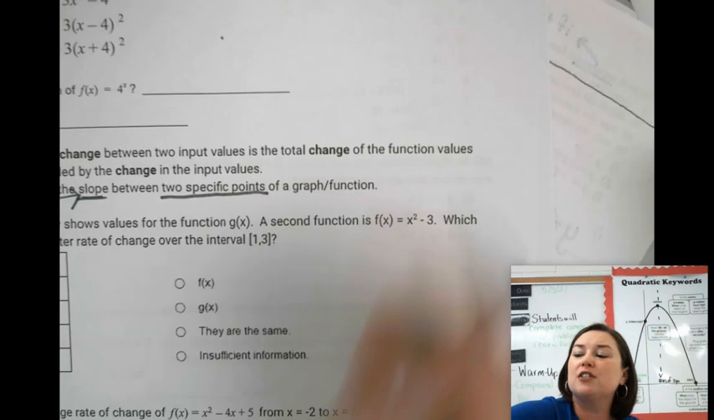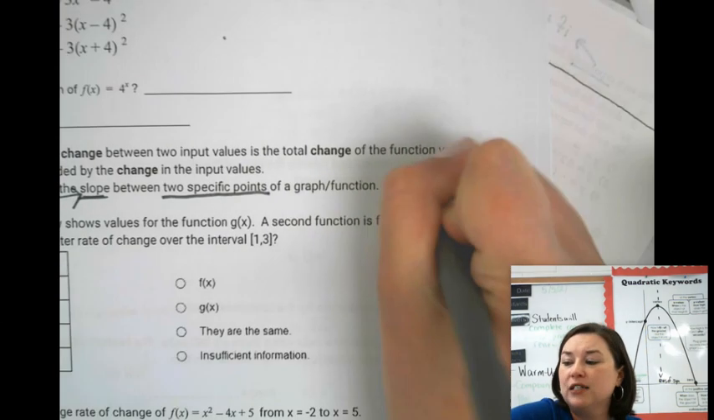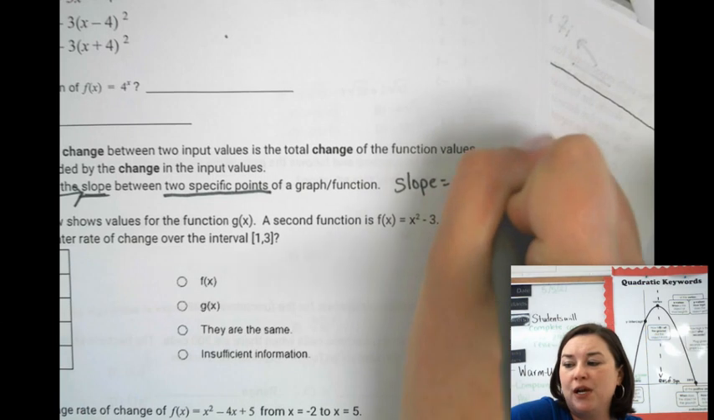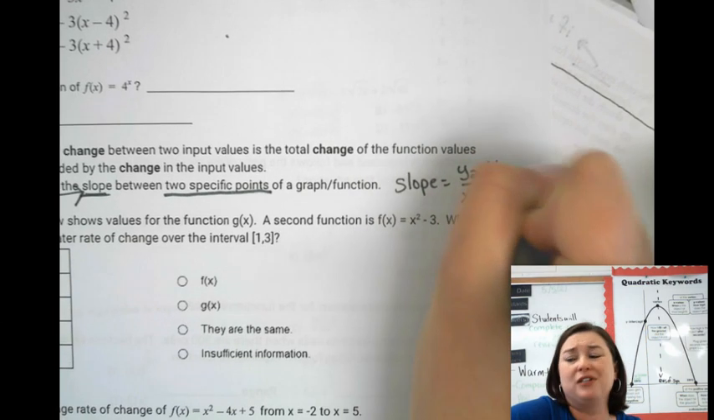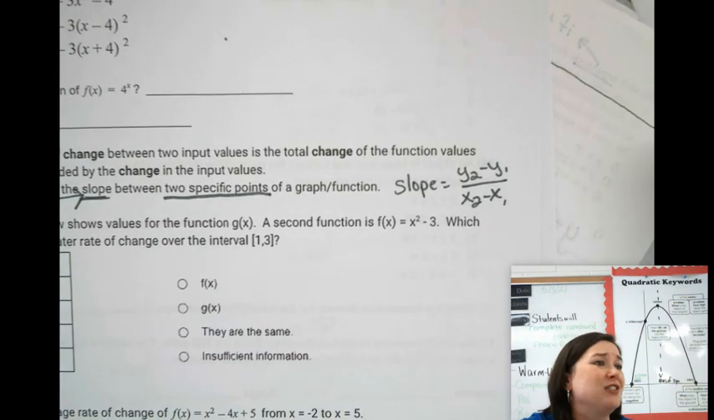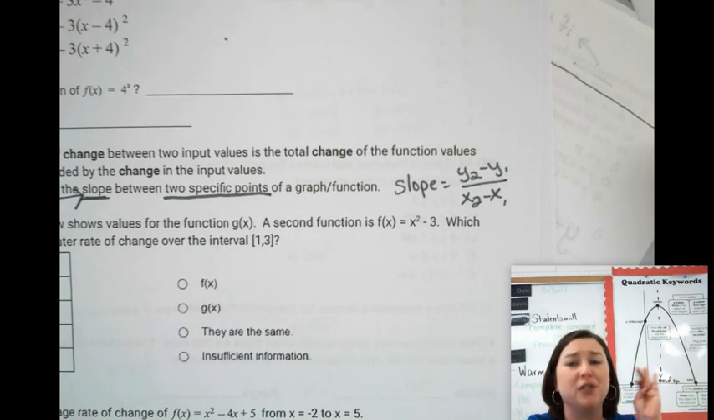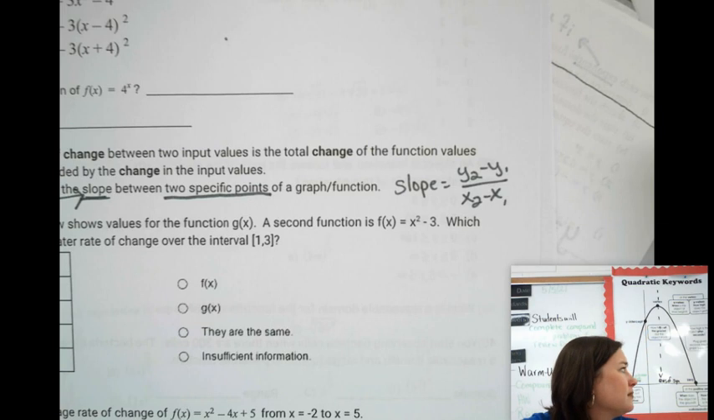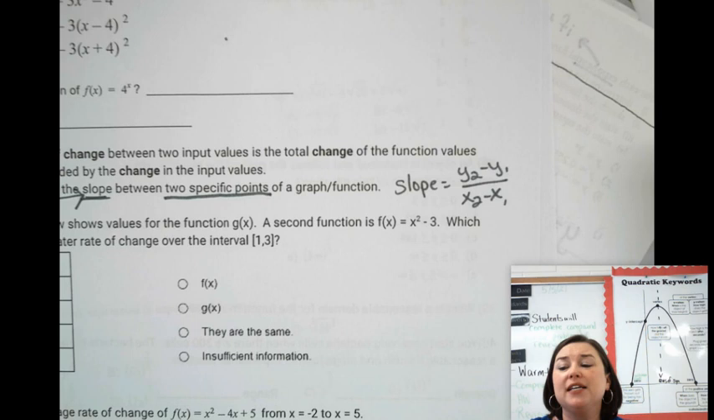So if you want to write the slope formula over here so you'll have it, it's y2 minus y1 over x2 minus x1. If you're like Ms. Dix, I thought it was y1 minus y2, that's fine. It really doesn't matter. What matters is that whichever one you put first on top, you put the same one first on bottom. It just means subtract your y's and divide it by subtracting your x's. That's what that big sentence at the beginning says when it says the change in the outputs divided by the change in the inputs. Change in y over change in x.